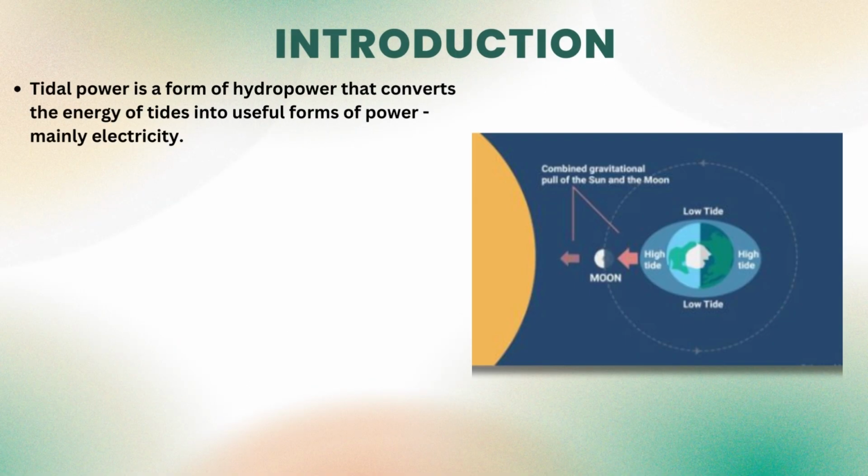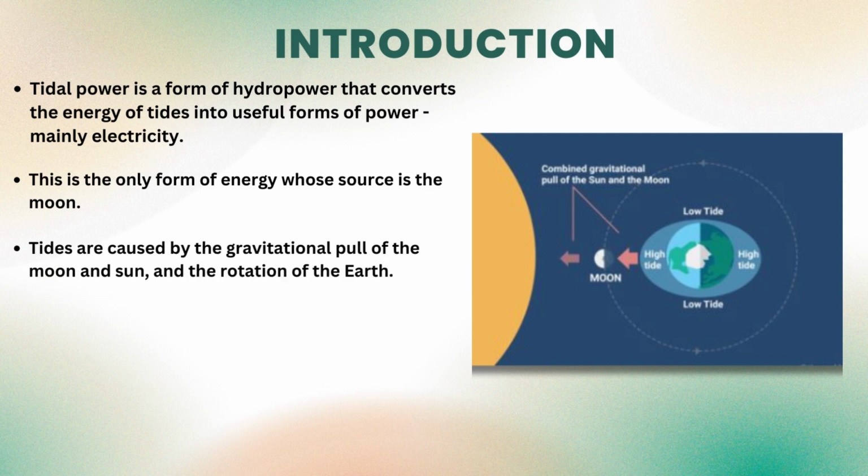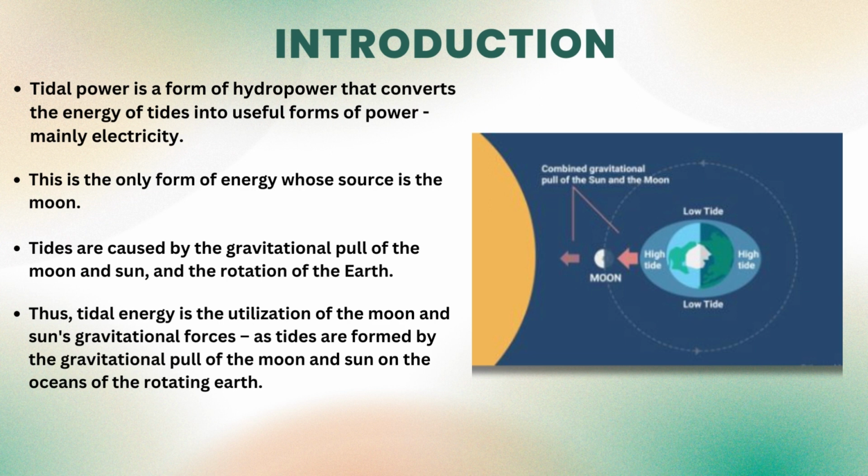Tidal power. Tidal power is a form of hydropower that converts the energy of tides into useful forms of power, mainly electricity. So, this is the only form of energy whose source is the moon. Why? Because the tides are caused by the gravitational pull of the moon and sun and the rotation of the earth. So, tidal energy is the utilization of the moon and sun's gravitational forces.